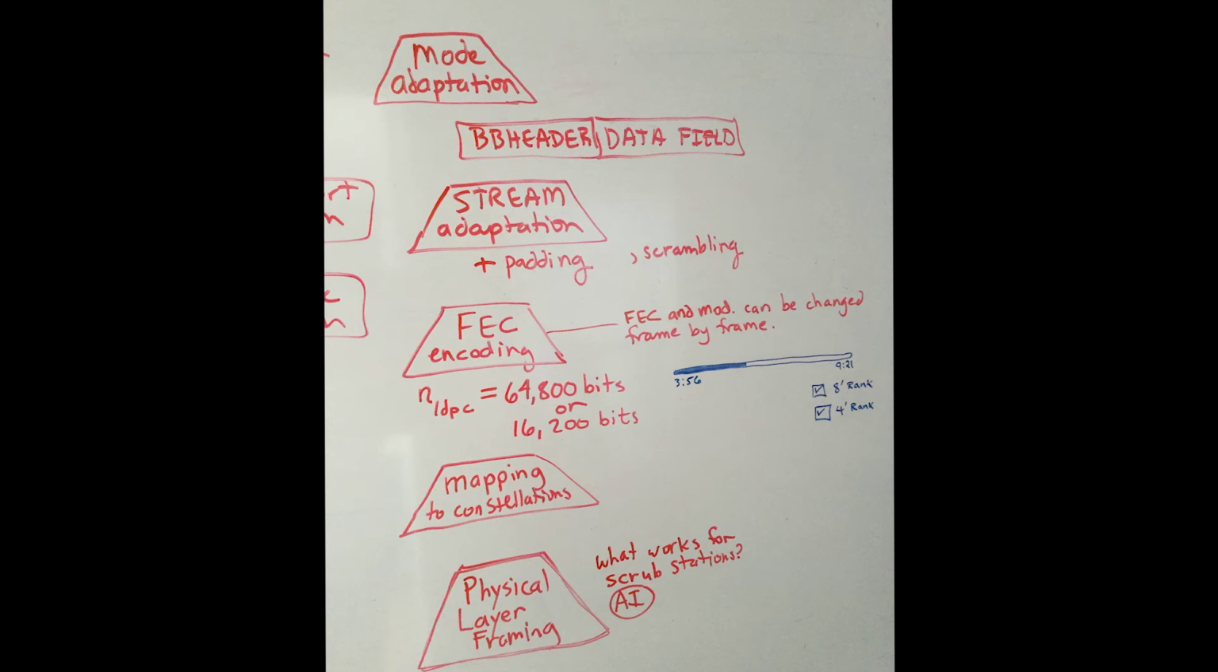The difference between the channel coding here and the source coding that I mentioned earlier is that source coding removes redundancy that's not needed, and forward error correction adds the right type of redundancy in order to make your data really durable as it's transmitted. Mapping to constellations, which is the modulation, is the next block. And finally, there is physical layer framing.